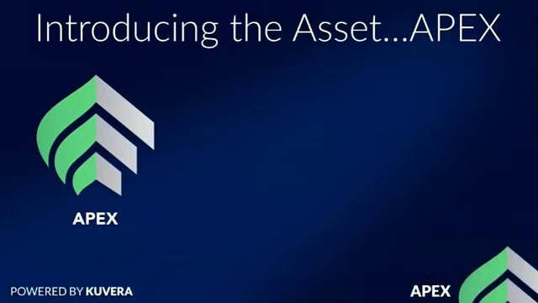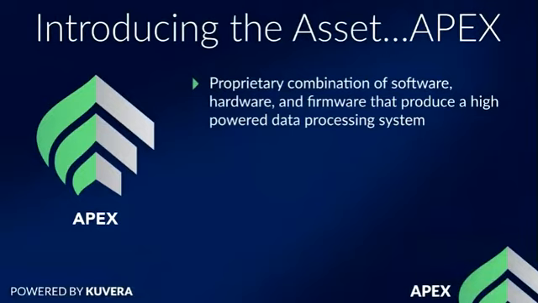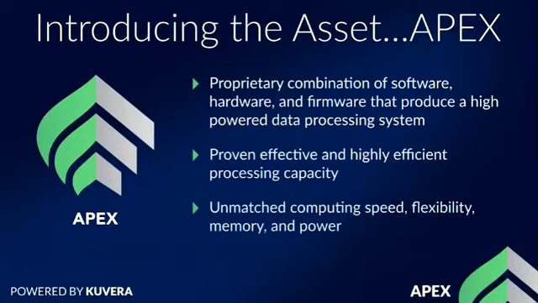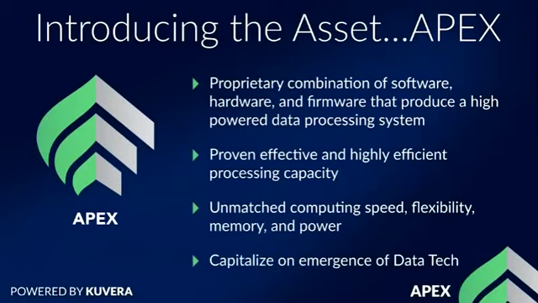Let's start with the asset, which is Apex. So introducing the asset Apex. It is a proprietary combination of software, hardware, and firmware that produces a high-powered data processing system. It's been proven to be very effective, highly efficient at its processing capacity with unmatched computing speed, flexibility, memory, and power. The idea behind this is that leveraging that allows us to capitalize on the emergence of data technology. Now, data technology is a huge emerging space, and we've had a lot of people say, why data technology? Why are you interested in this?